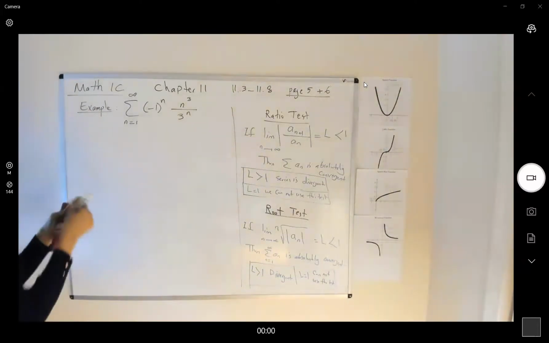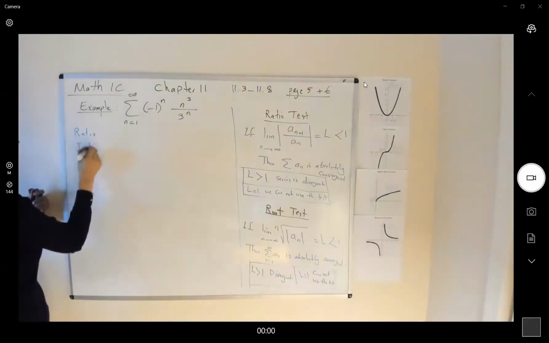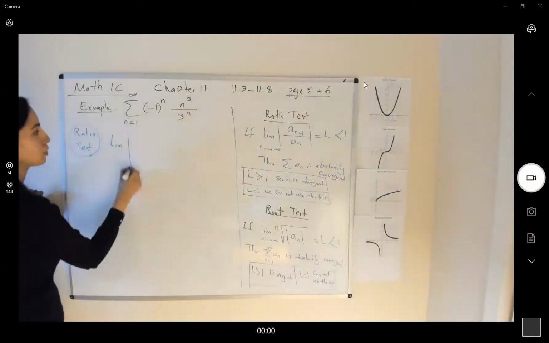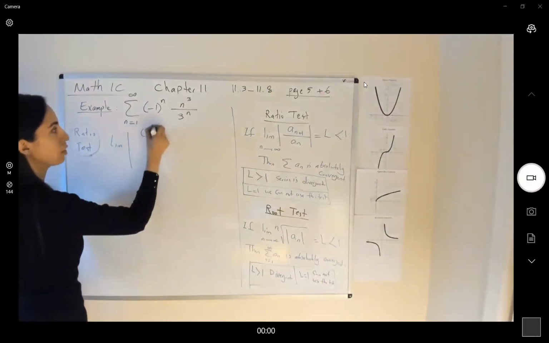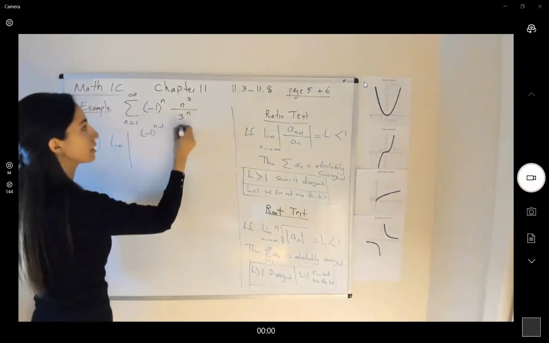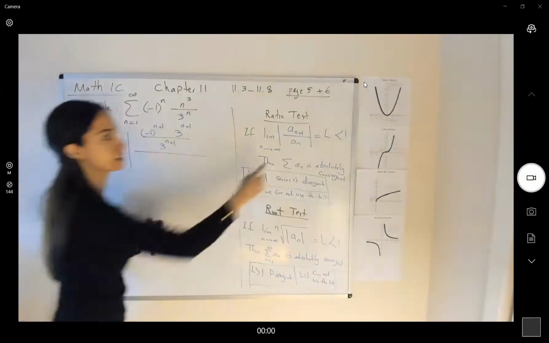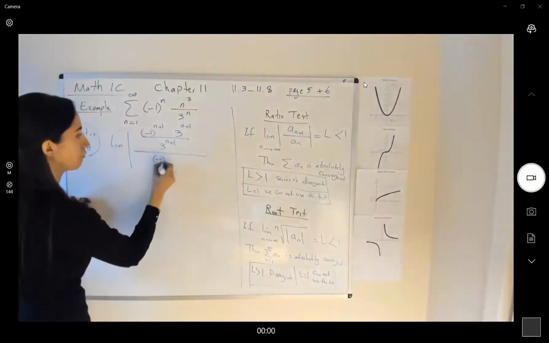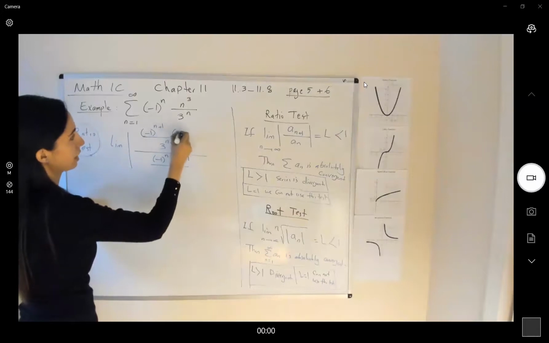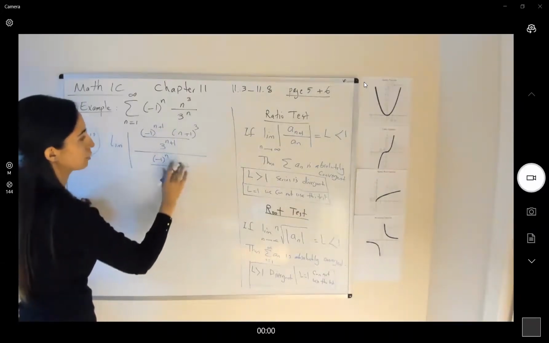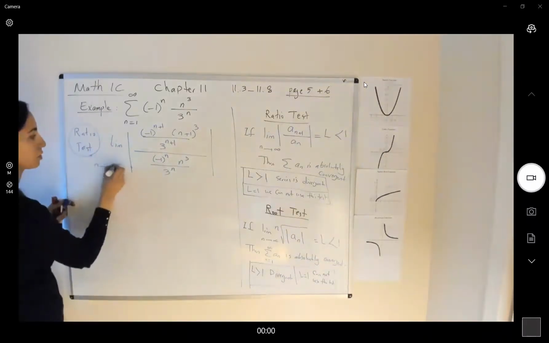The limit of the ratio test: the absolute value of a(n+1). So I have (-1)^(n+1), (n+1) to the third, divided by 3^(n+1). Everything is divided by an: (-1)^n, n to the third, divided by 3 to the n, as n goes to infinity.